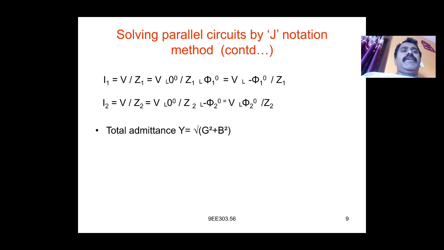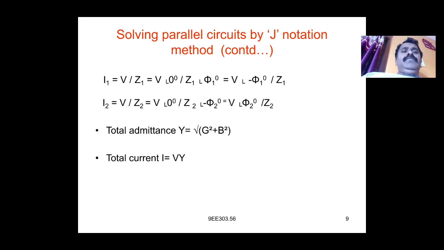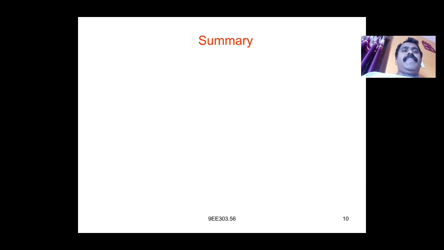Total admittance Y is equal to the root of G square plus B square. Total current I is equal to V into Y. Total circuit power factor is equal to G by Y.